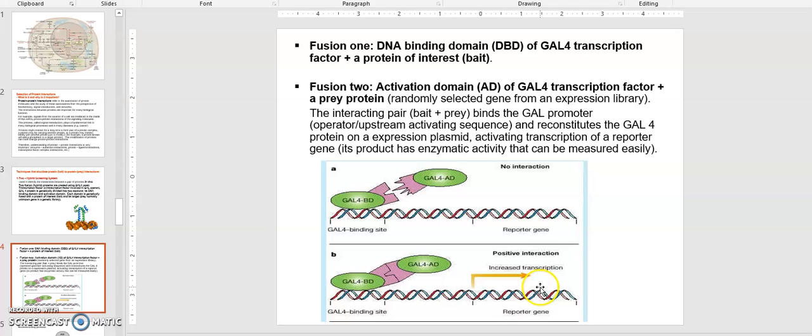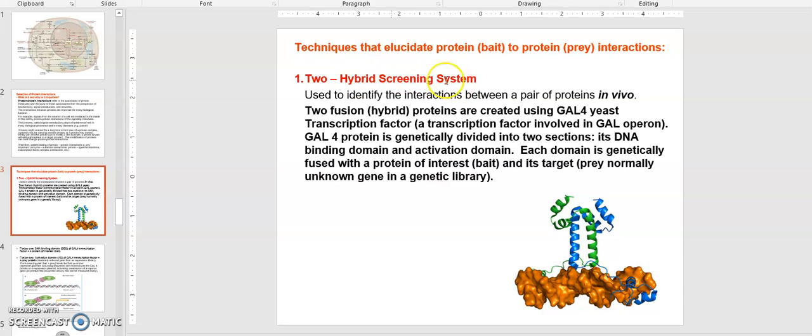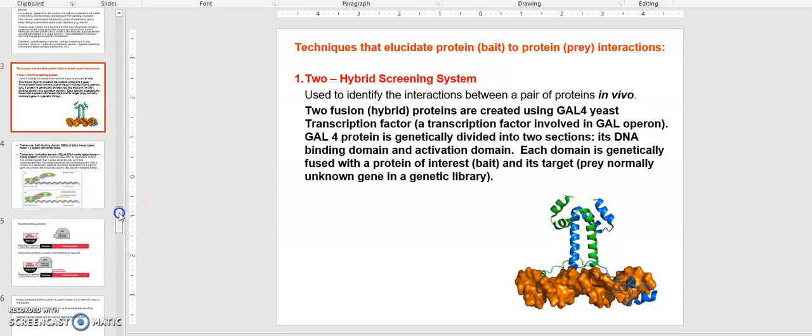Okay, so it sounds kind of complicated, but you do all this to understand what? The interaction between these two proteins. If the interaction happens, then yes, your GAL4 will be reconstituted. Then GAL4 will activate the transcription of this gene, and that gene's transcription and translation will give you a signal. That's what this assay will do. Two-hybrid screening method. Okay.